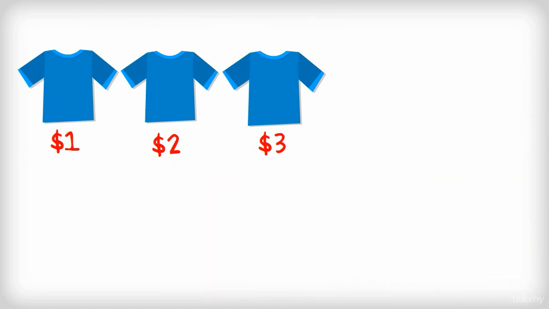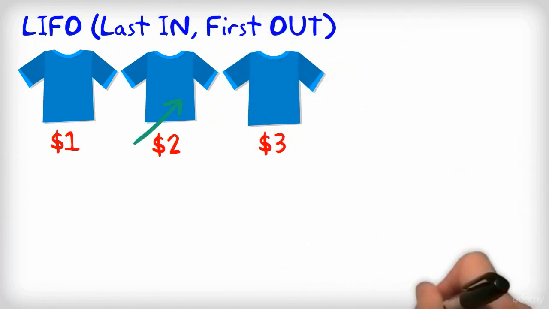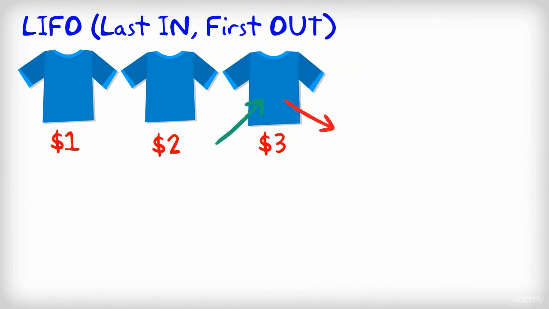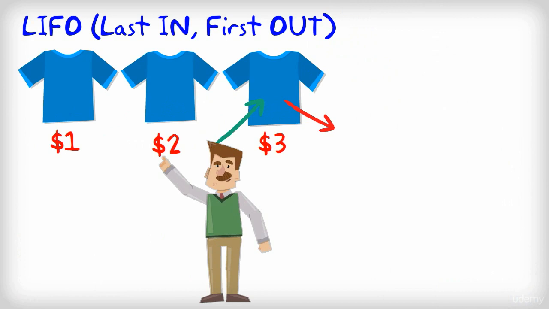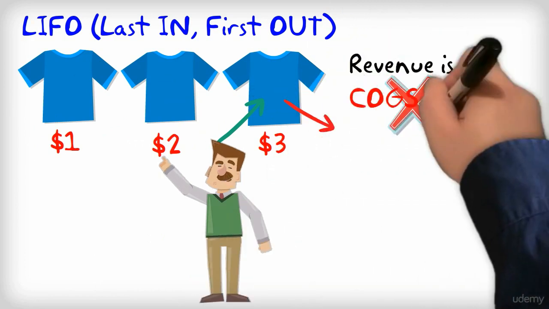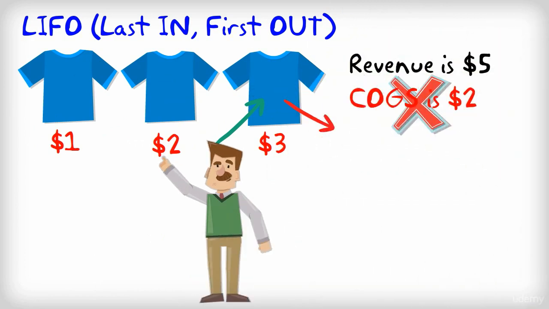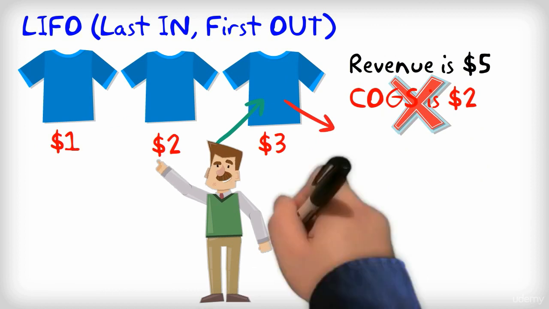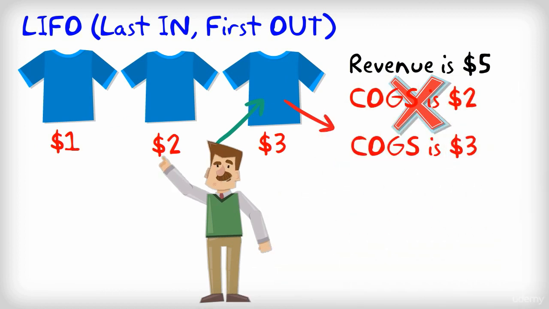Under LIFO, whatever we bought last is the first to be sold. Let's say this guy picks up the second shirt. He has to pay $5, our revenue. Our cost of goods sold is not $2 because we do not care which shirt he picked up. We assume he picked up the last one that we have bought. Our cost is $3.